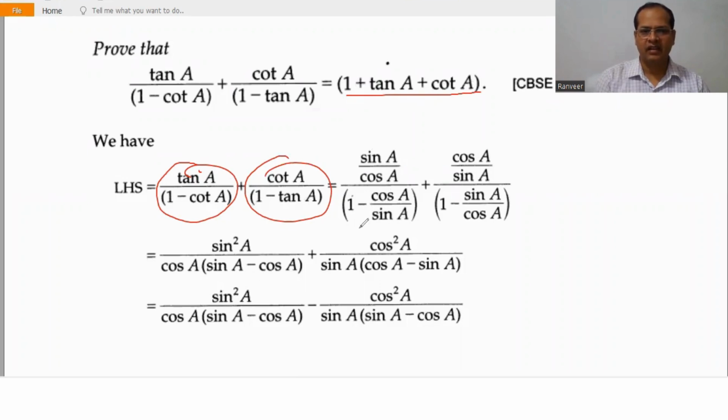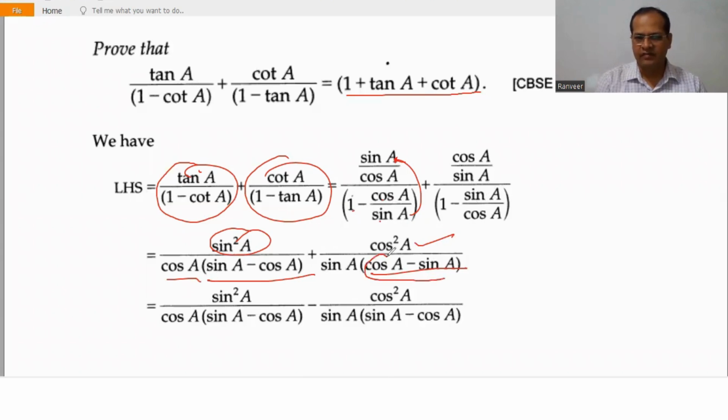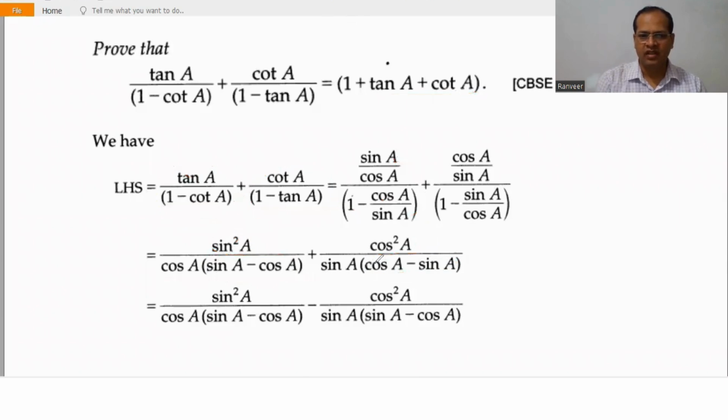After that, taking this, it is nothing but sin A minus cos A, and this sin A will go in the numerator part. So sin square A by cos A, sin A minus 1, sin A minus cos A. Similarly, this one will take cos A minus sin A, and cos square A will go up. Now, if we see this value and this value, they are just opposite. So what will we do? Take the minus sign. So this is an equal value. The order should be the same.